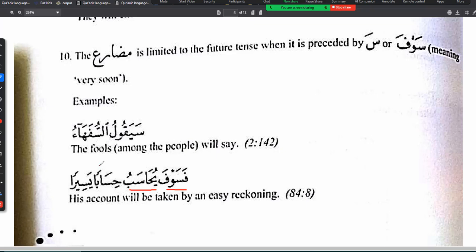What is this? What grammar is this? This is mawsuf sifa. Right? So now here his account will be taken by an easy reckoning. Saufa is there, and then yuhasabu, it's like will be taken. So his account will be taken, hisaban yasira, by an easy reckoning. So you have saufa and sa. Let's take more examples for this sa and saufa.